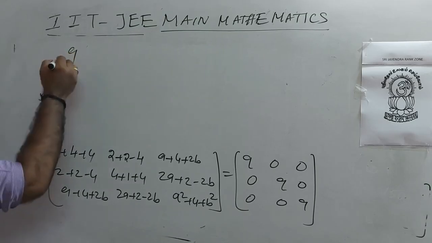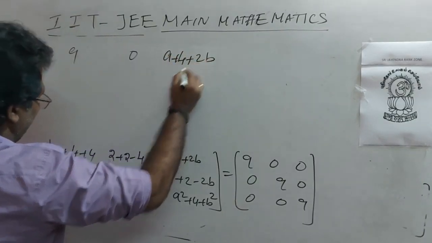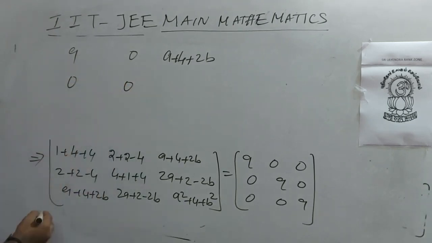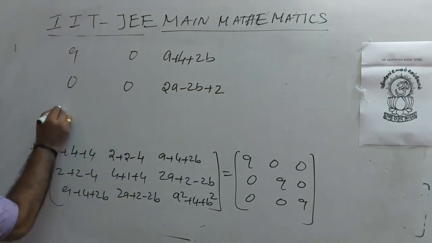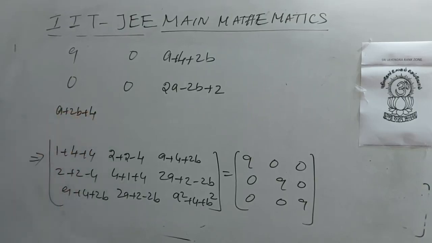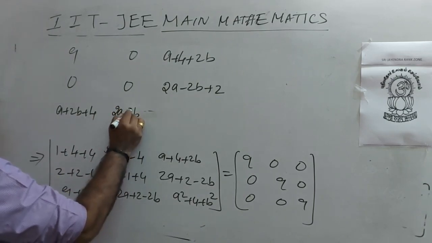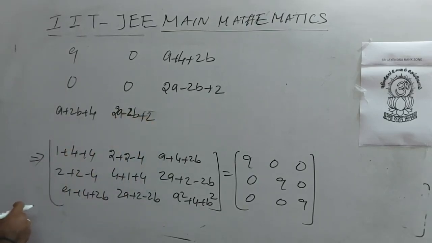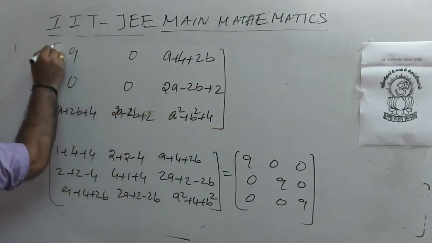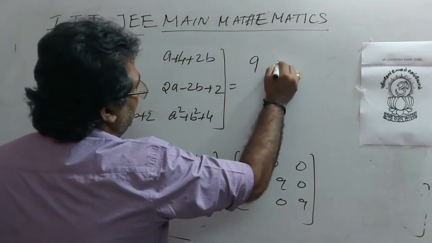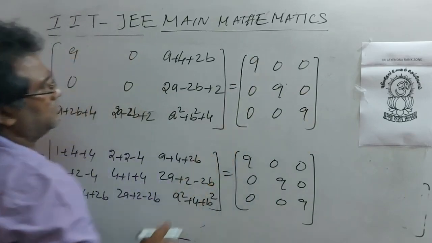So 9, 0, A plus 4 plus 2B, 0, 0, 2A minus 2B plus 2, A plus 2B plus 4, 2A minus 2B plus 2, A squared plus B squared plus 4, equal to 9 0 0, 0 9 0, 0 0 9.